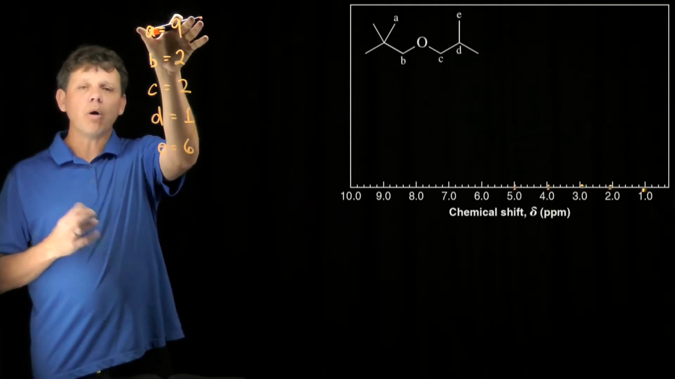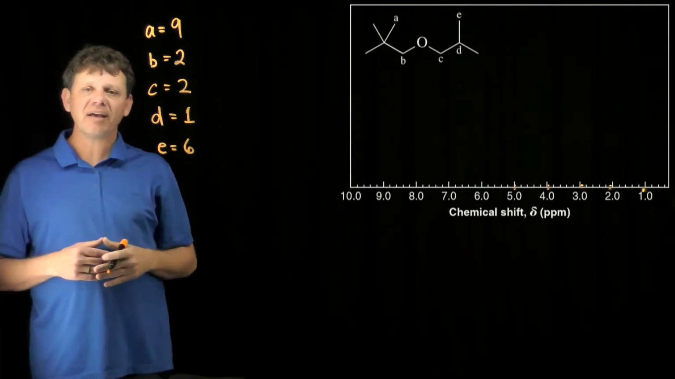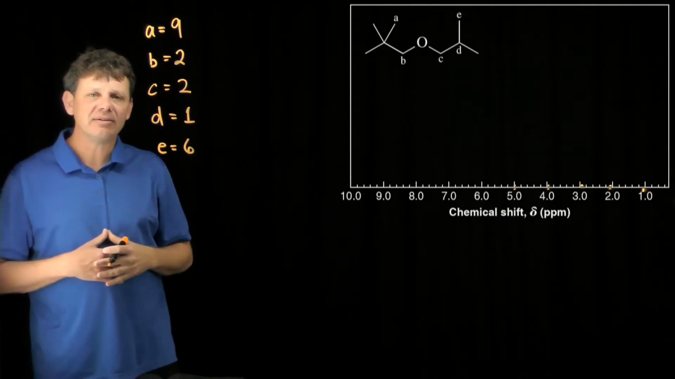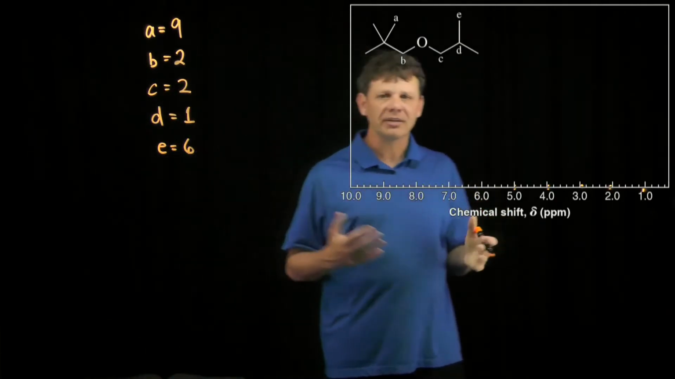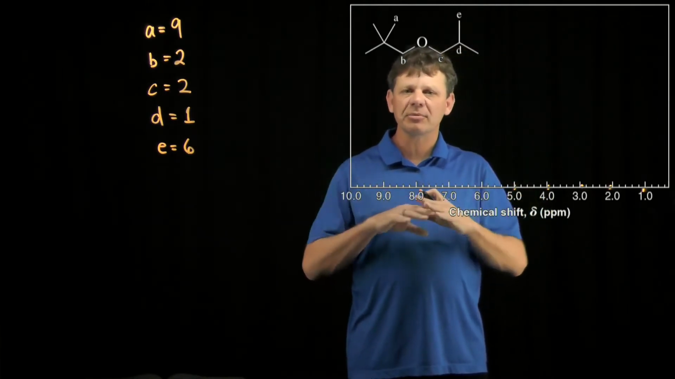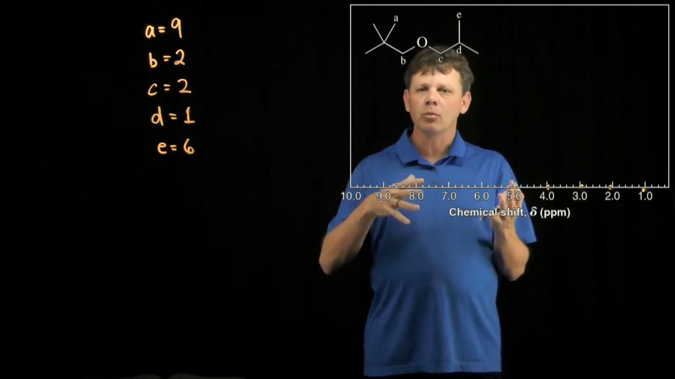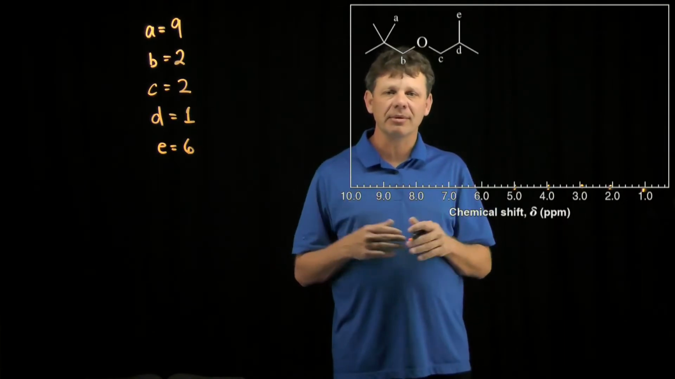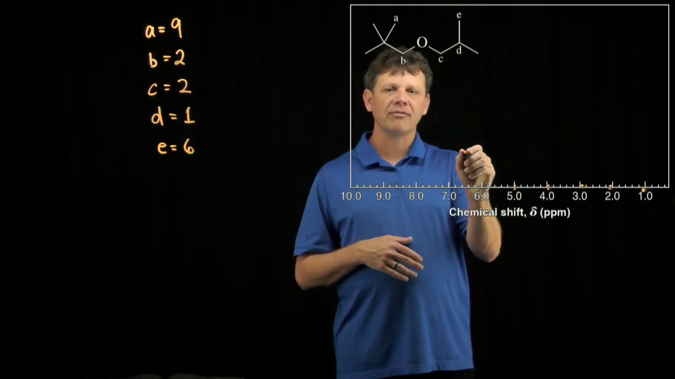But for now, what we know is we can draw a spectrum with 5 signals that have these integral values. So let's put those on there. And again, this assessment says it doesn't matter about the chemical shift. We'll add to that when we work this same assessment later on. So let's just draw 5 signals.